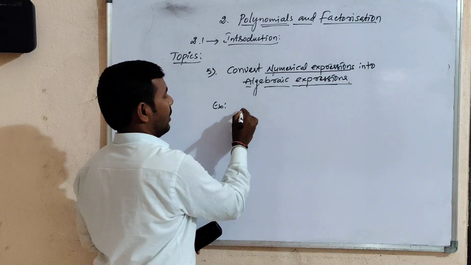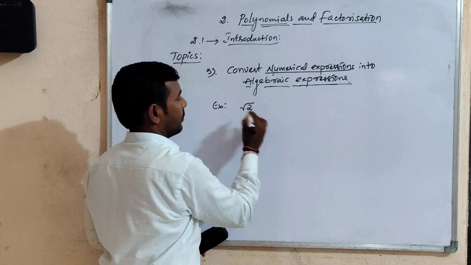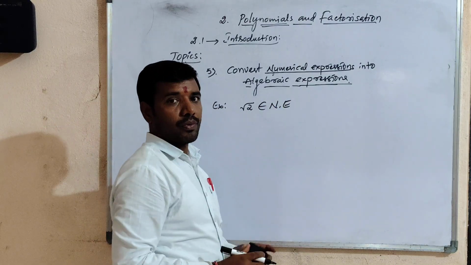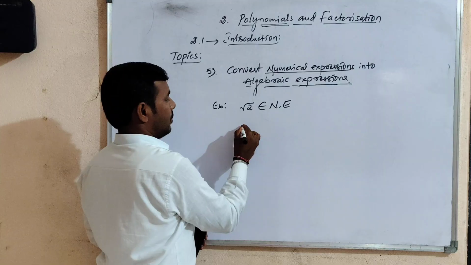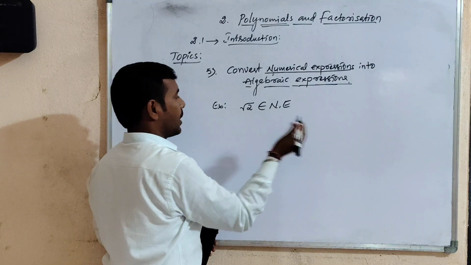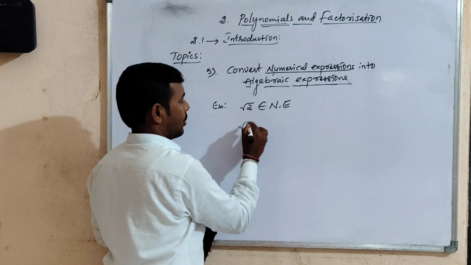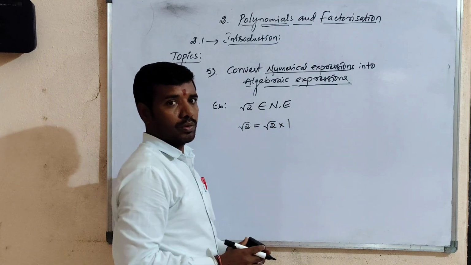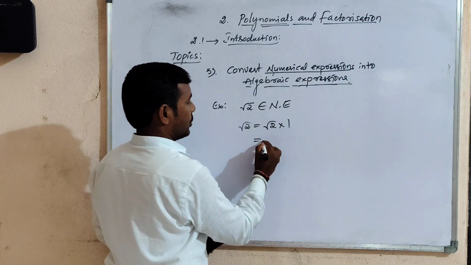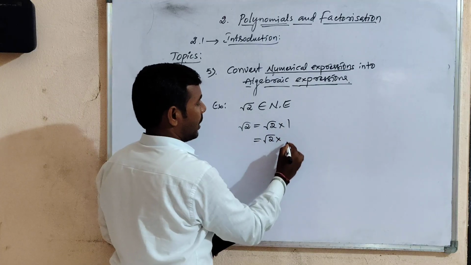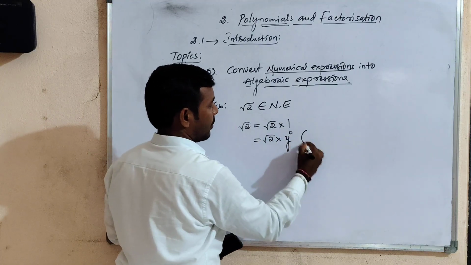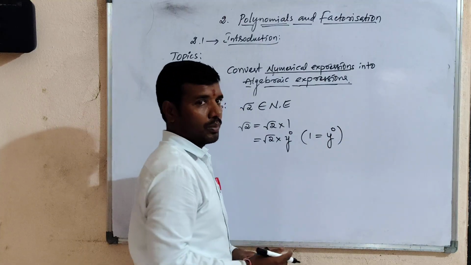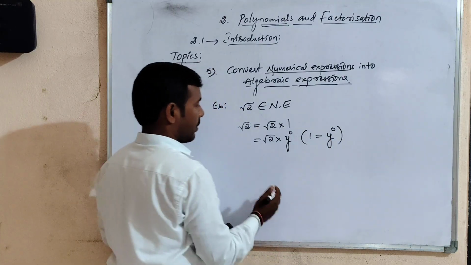For example, square root of 2. It is the best example of a numerical expression. Now, I want to convert it to an algebraic expression. Let us see. Square root of 2 into 1, no doubt. Now, square root of 2 into 1 can be written as y to the power of 0. Why? Because we know 1 is equal to y to the power of 0.